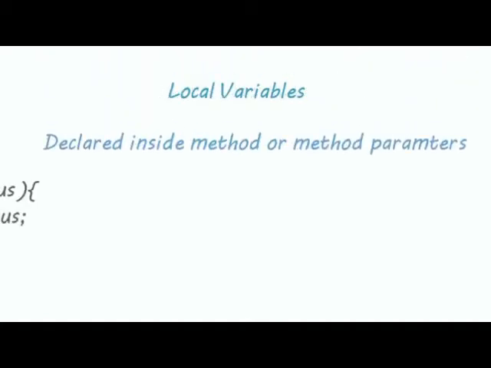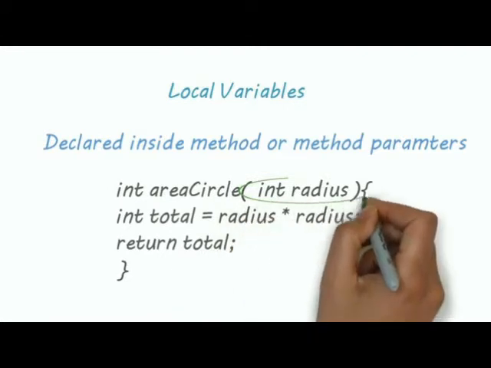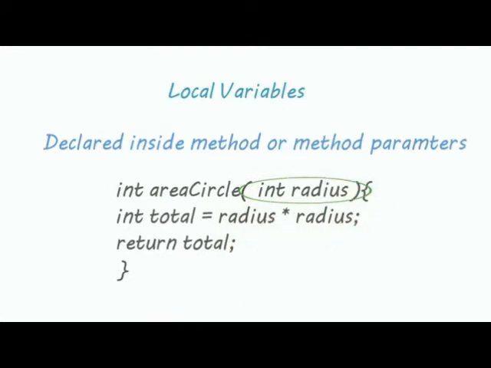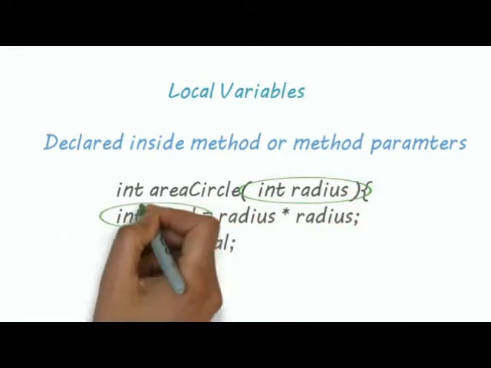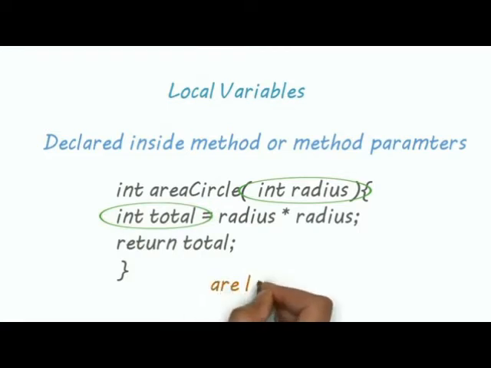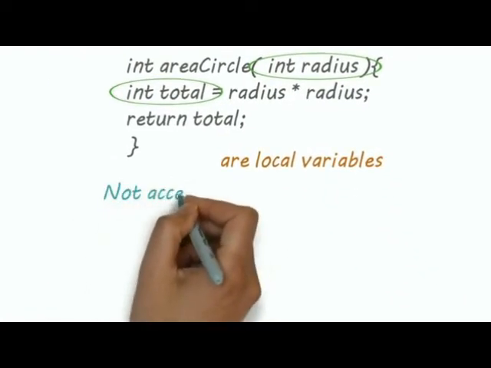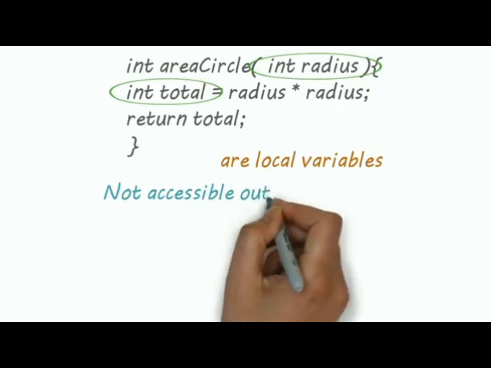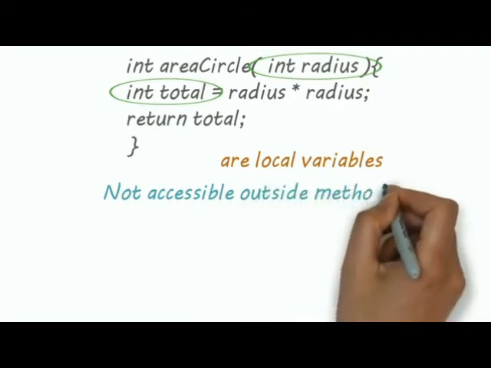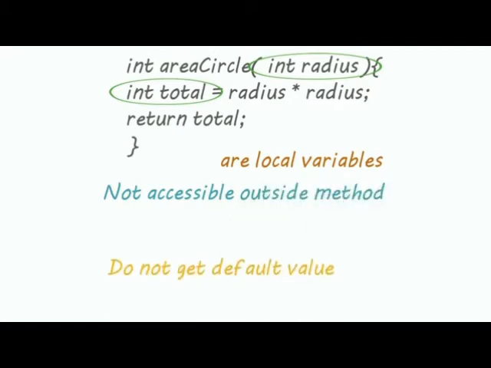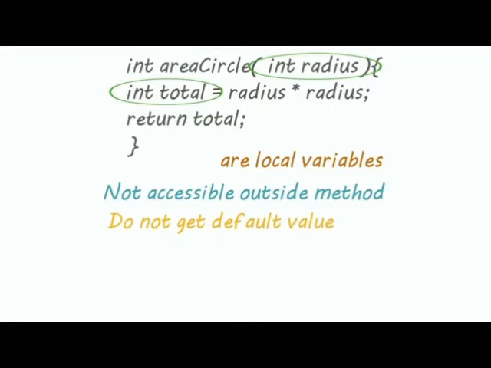Now what are local variables? These are declared in methods or in method parameters. For example, in this method, the parameter radius is a local variable and the total is also a local variable. Now let's see properties of local variables. These are not accessible outside methods and they don't have any default value. I hope now you are clear with the concept of instance, static and local variables.